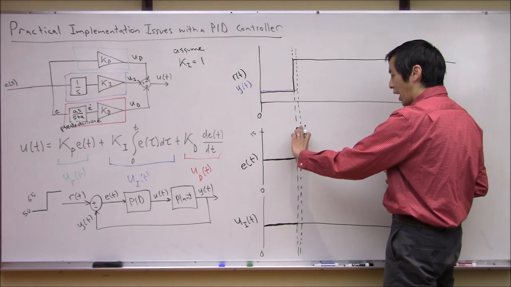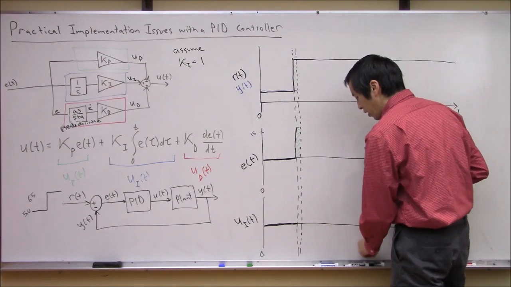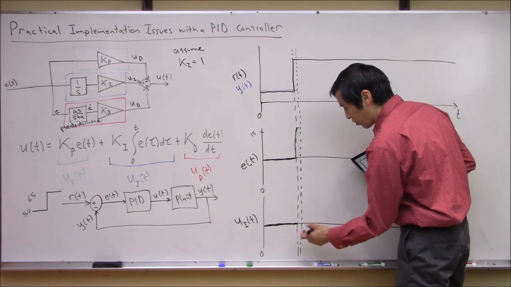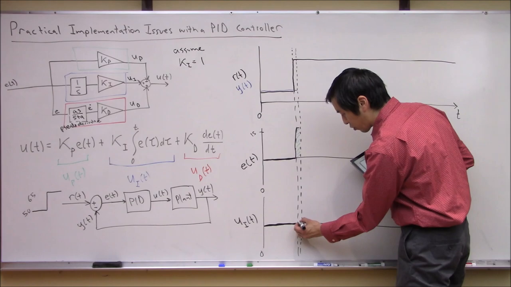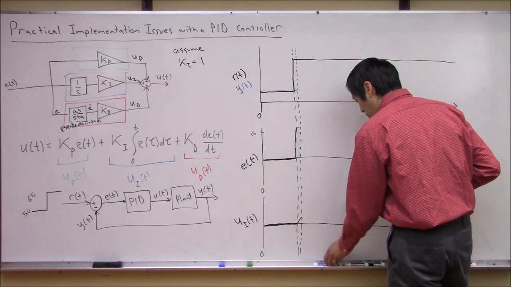Because even though there's a big error here, there's not a lot of time for it to integrate over. So you only get this area. So what I'm getting at is this signal is going to start to increase. It's going to start to creep up, right? Okay? And let's keep going along.